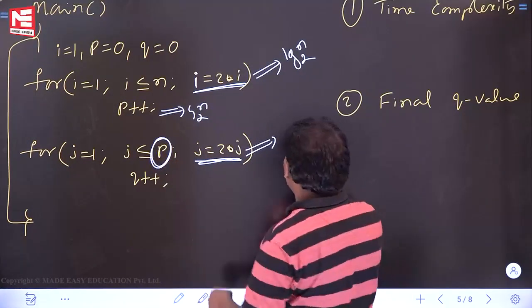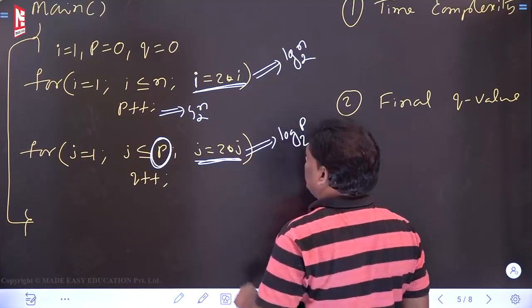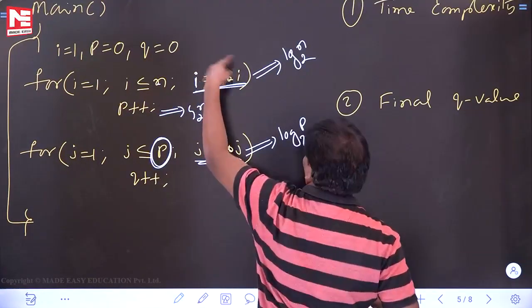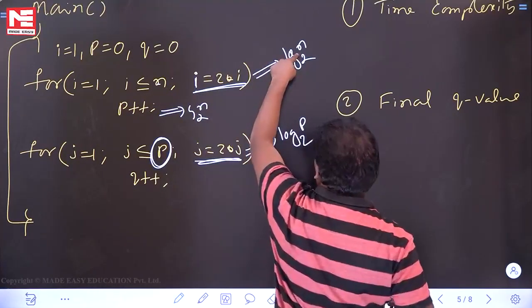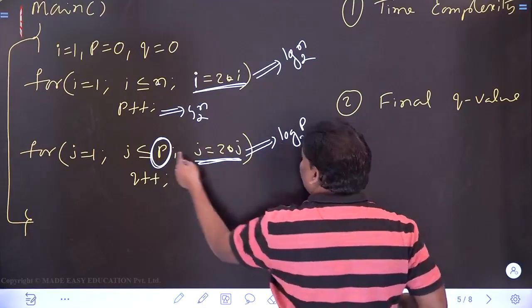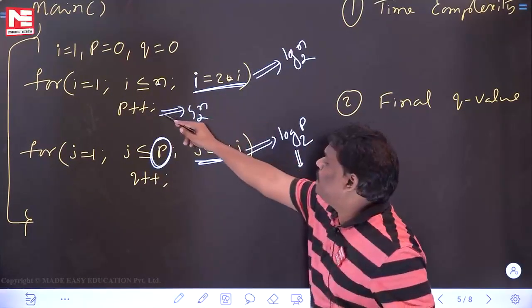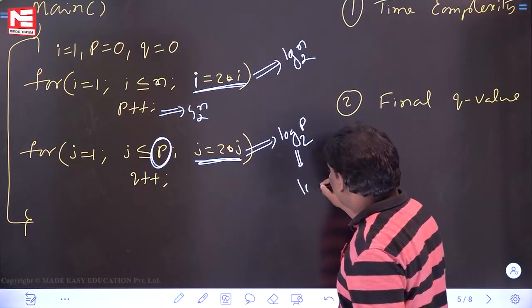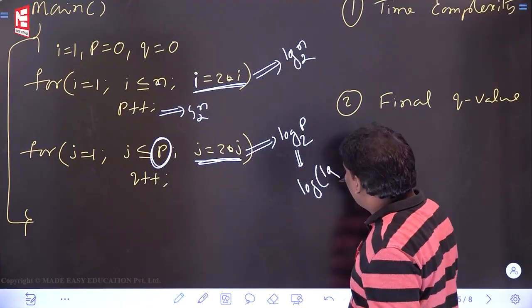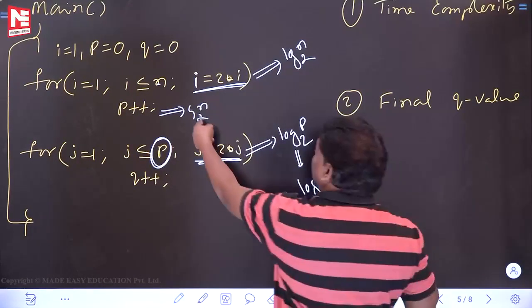But here p is there. What is the answer? No doubt at all, this loop goes log p base 2. If n is there, always into 2, it is log n base 2. If n is also there here, log n base 2. But here p is there, so log p base 2. First of all, what is p? You already found p. What is p? Log n base 2. So this loop goes log of log n base 2. The p value is going to be log n base 2.